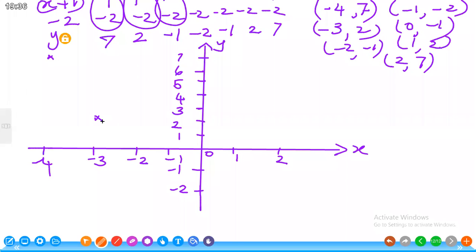Here another coordinate, -2, 1. Here like this. Here -1, -2. Here like this. Here 0, -1. Here like this. And also 1, 2 here. And 2, 7, right? As we know, the graph is symmetric.